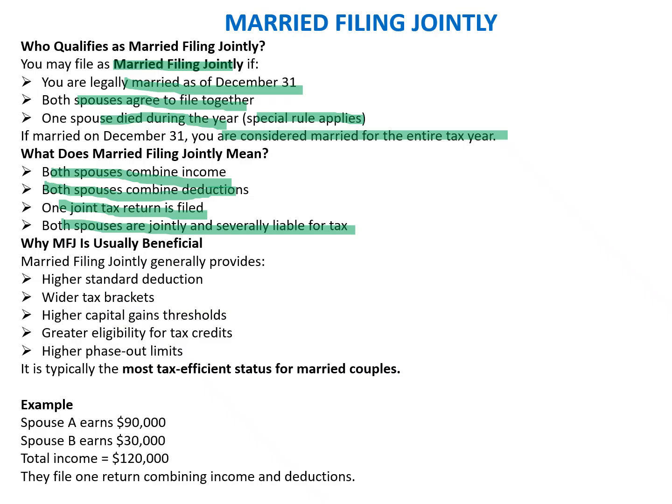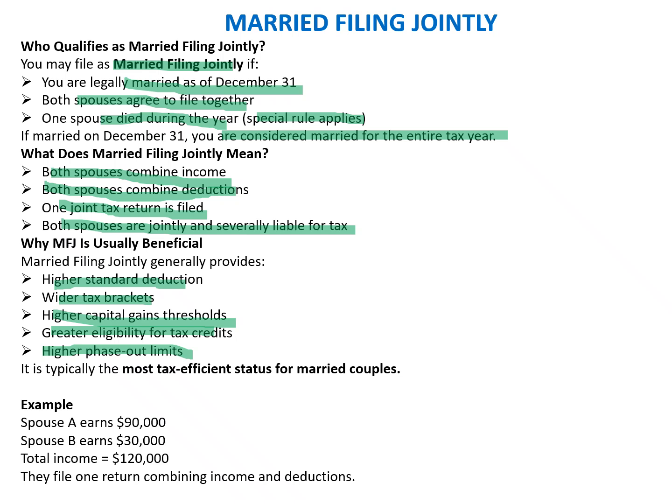limits accrue to them. Why is MFJ usually beneficial? Because married filing jointly generally provides a higher standard deduction, wider tax brackets, higher capital gain threshold, greater eligibility for tax credits, and higher phase-out limits. So if one individual is earning more and another individual is earning less, then instead of filing separately, when they combine their income and file, they can get the better standard deduction and the other benefits that accrue based on the various categories that we discussed in the last slide. And we'll have a similar table created for married filing jointly.